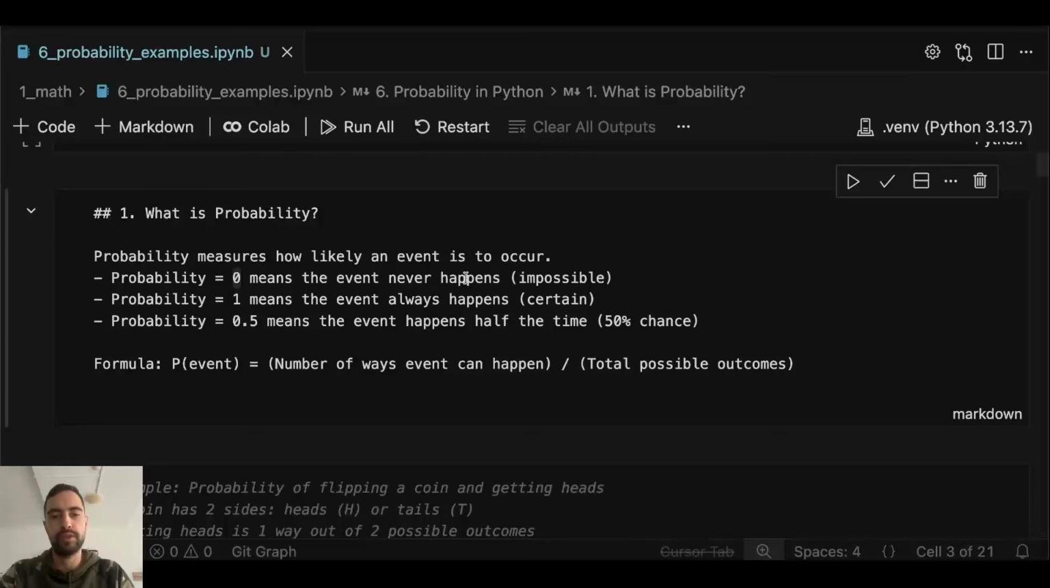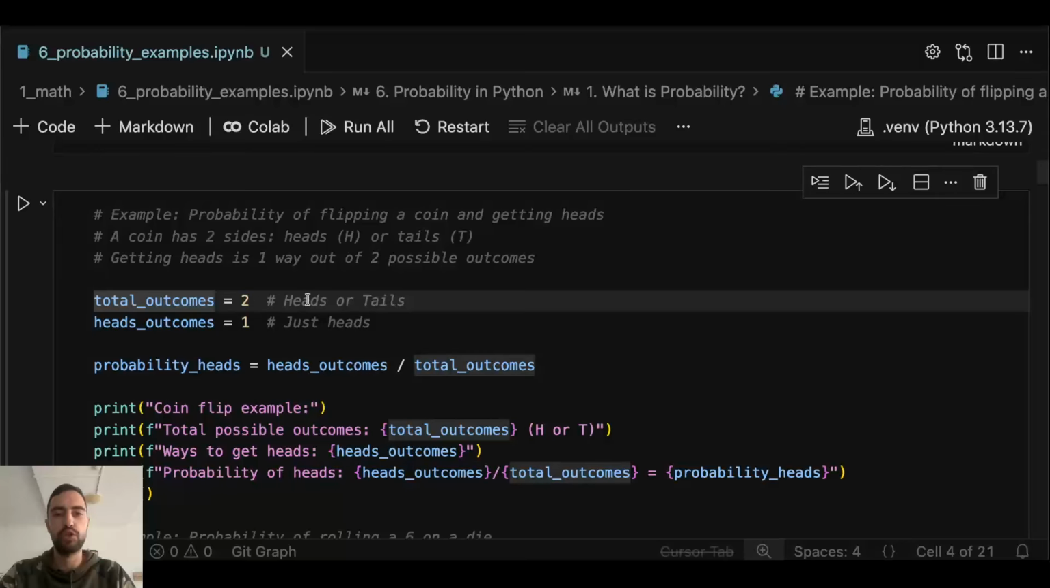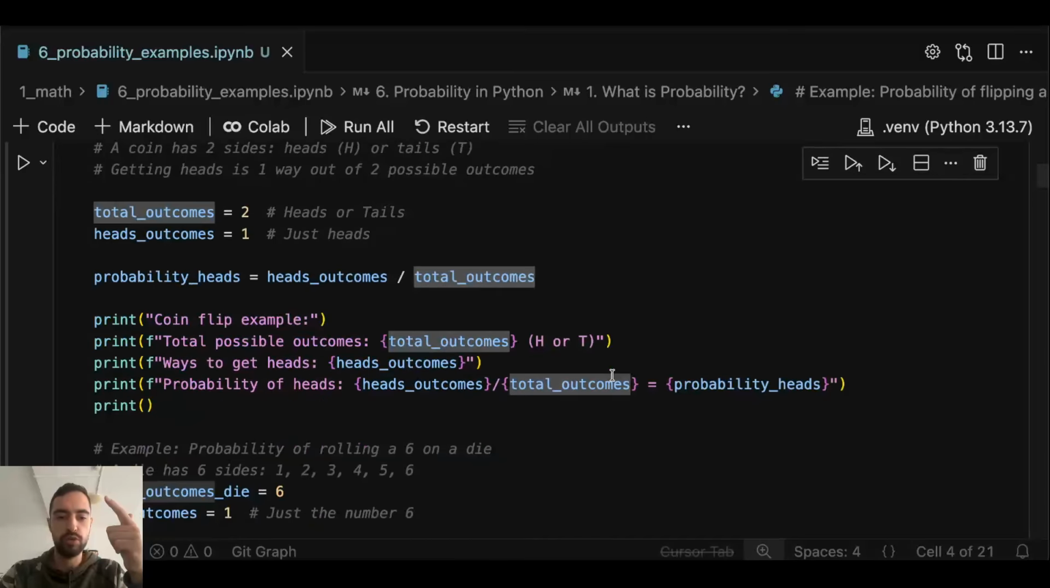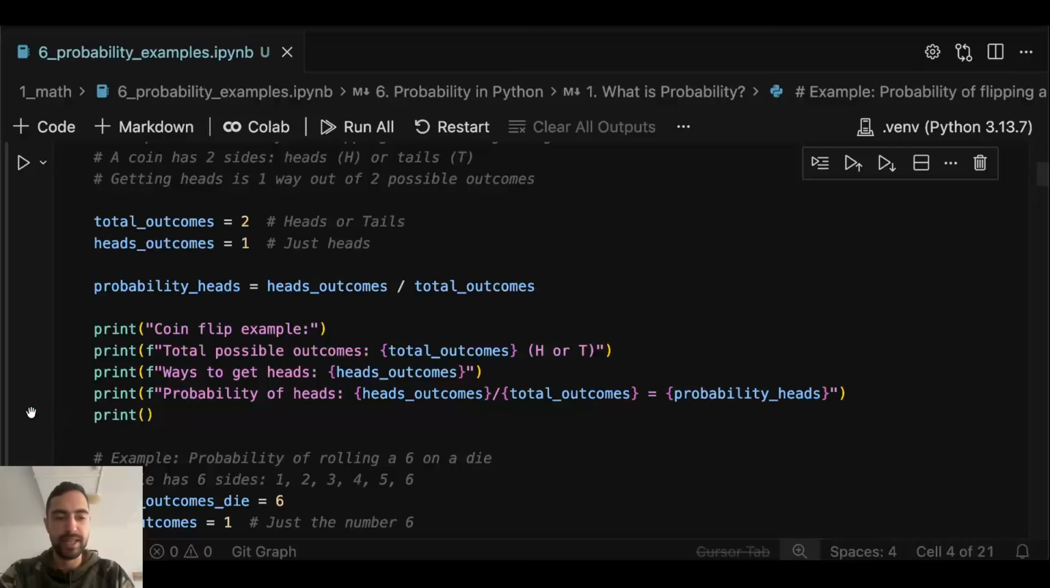0 means impossible, 0% chance probability. 1 means certain, 100% chance of probability, always happens. And 0.5 means 50-50. So let's calculate probability of flipping a coin and getting heads. So we have 2 possible outcomes, heads and tails. But we are calculating probability for just one of those outcomes, heads. So we say heads outcomes can be just one of those 2 divided by the total outcomes, which is 2, which is gonna give us 1/2 or 0.5 or 50%.